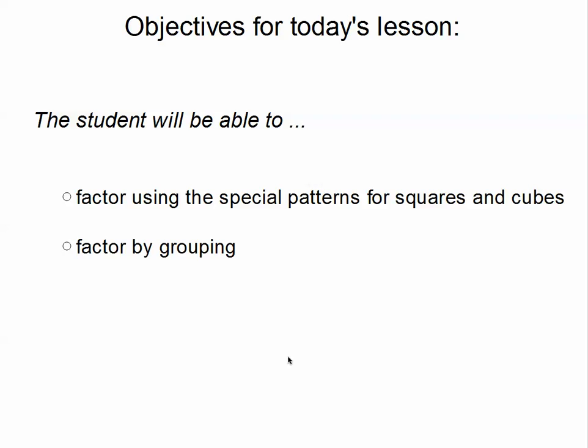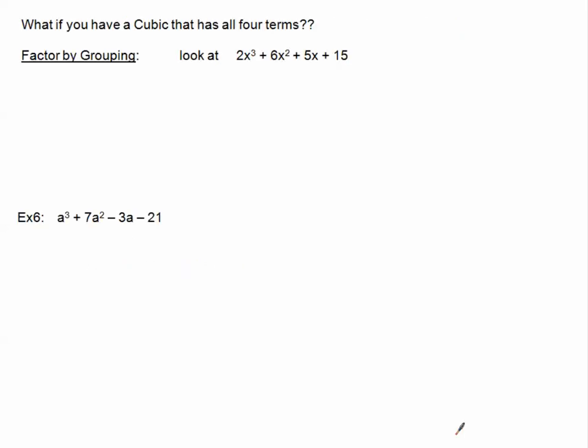In this final tutorial, we will learn factor by grouping. So here is our factor by grouping, and we do this when we have a cubic that has all four terms. Now clearly this is no longer a binomial, but the good news is it's actually not a trinomial either. So when it has four terms, it still is a sort of a special pattern. We're going to factor this by grouping.